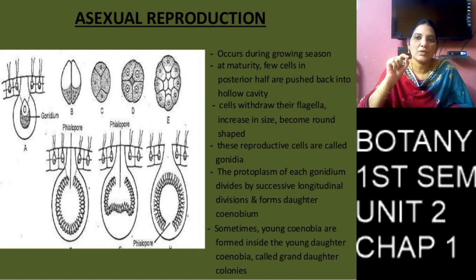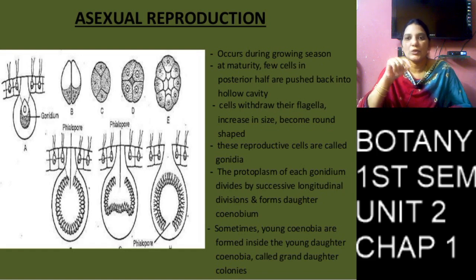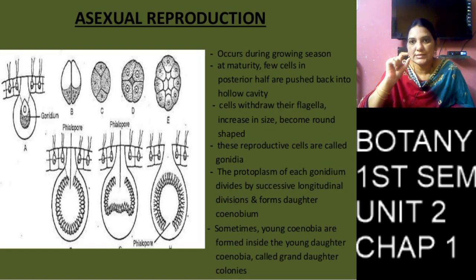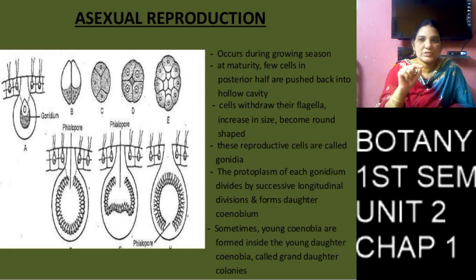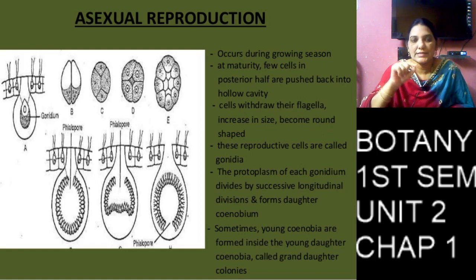That space, that hole, is called phialopore. So the first stage is the cell loses its flagella and turns into a very big size.